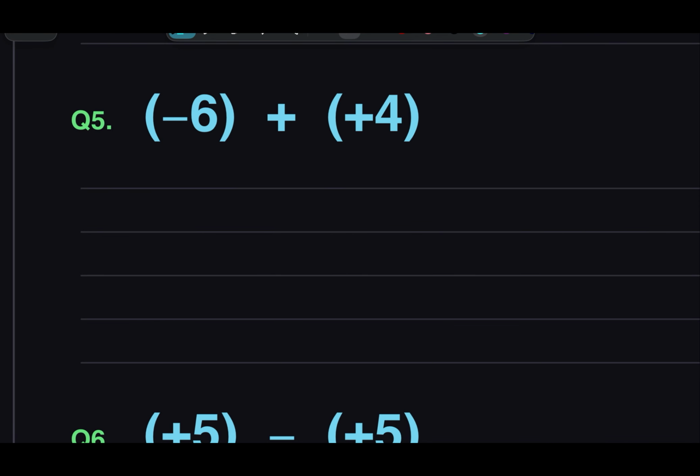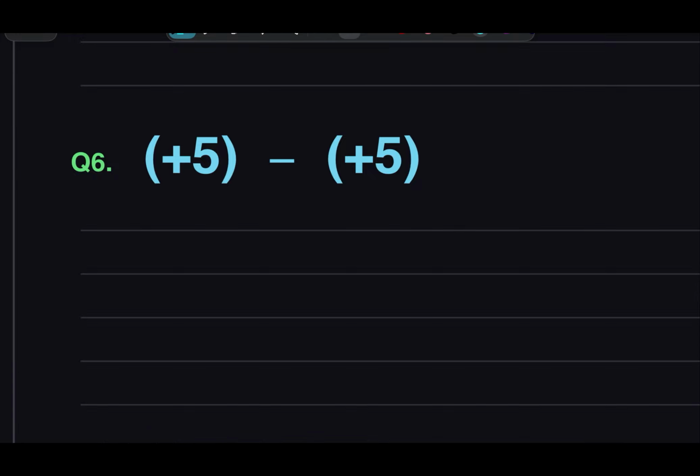Question number 5, there is no need to change anything here because it is addition of integers. So we will just write the numbers without the bracket. Positive and negative, we have to subtract 4 from 6, which is 2, sign of the greater number, minus 2.